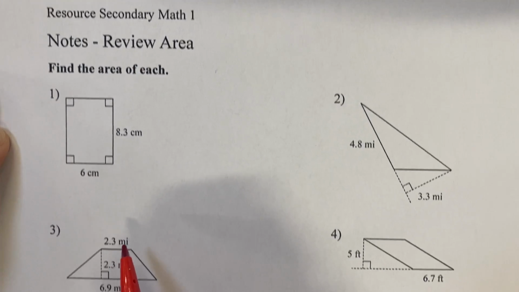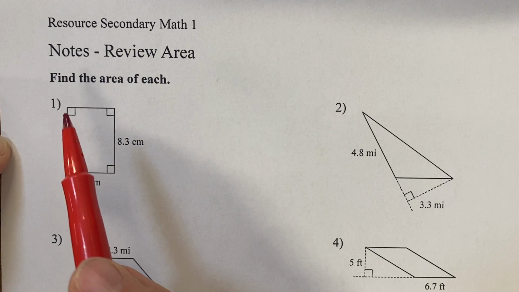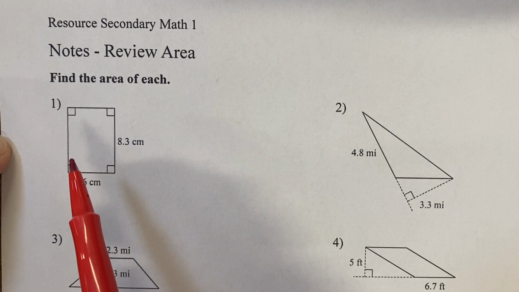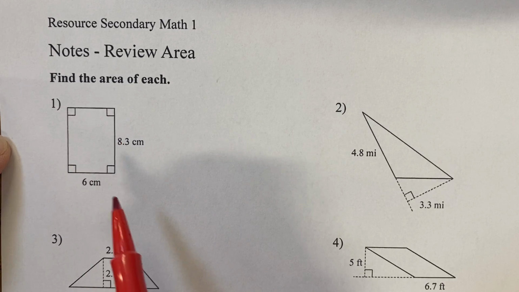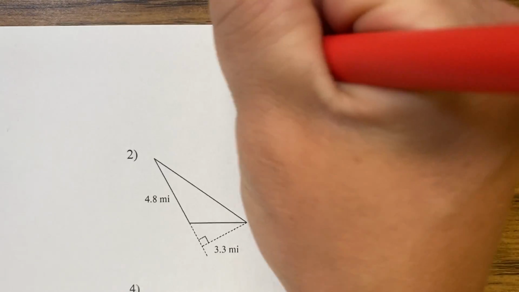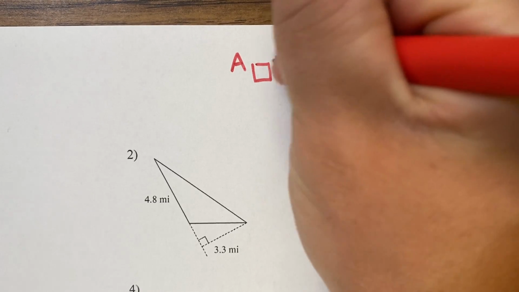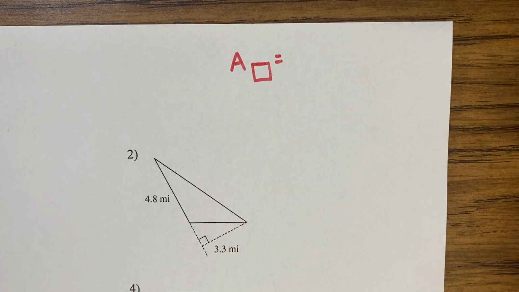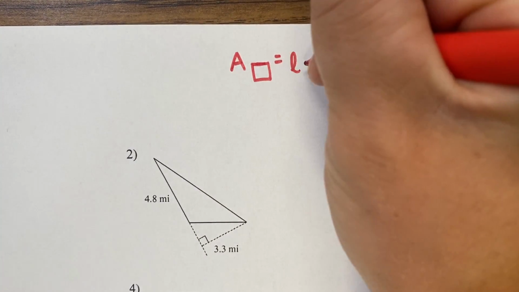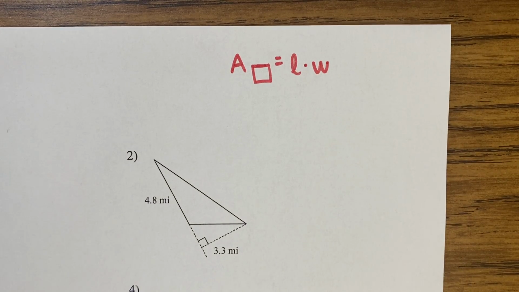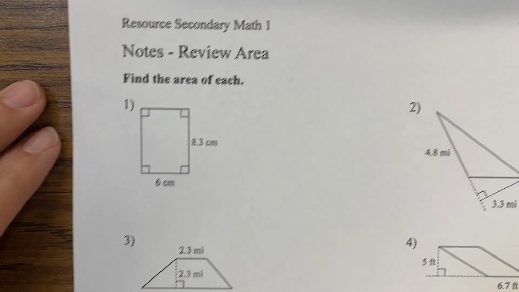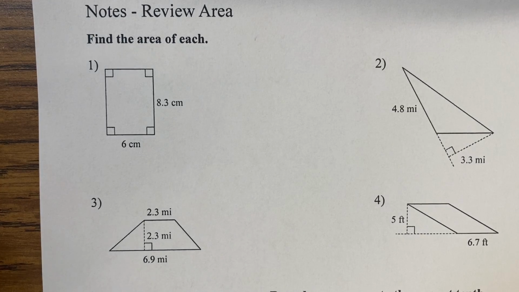So let's look at number 1. Okay, well, number 1 we can see is a 4-sided shape with all right angles. So we know that this is a rectangle. So let's go ahead and write our area formula for a rectangle. Okay, so our area formula for a rectangle is just length times width. Okay, so let's go and identify our length and our width.